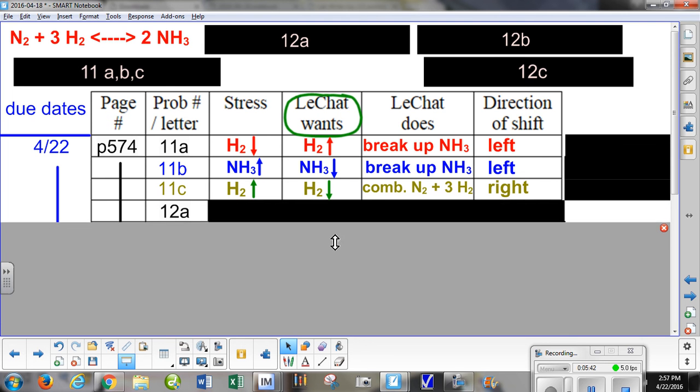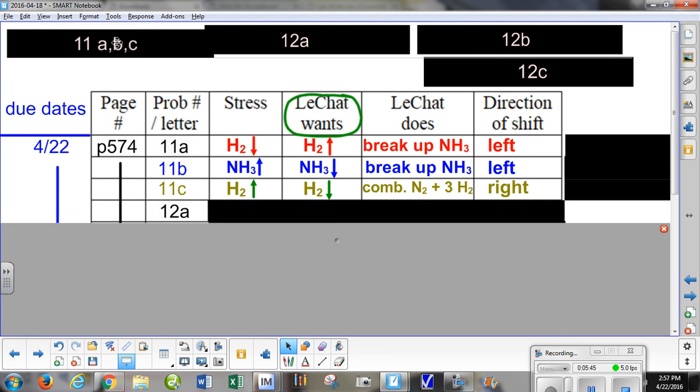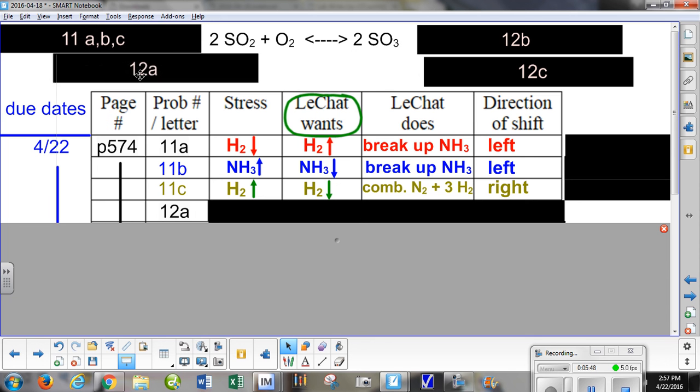Okay, next problem, 12a. That is going to deal with this equation right here.